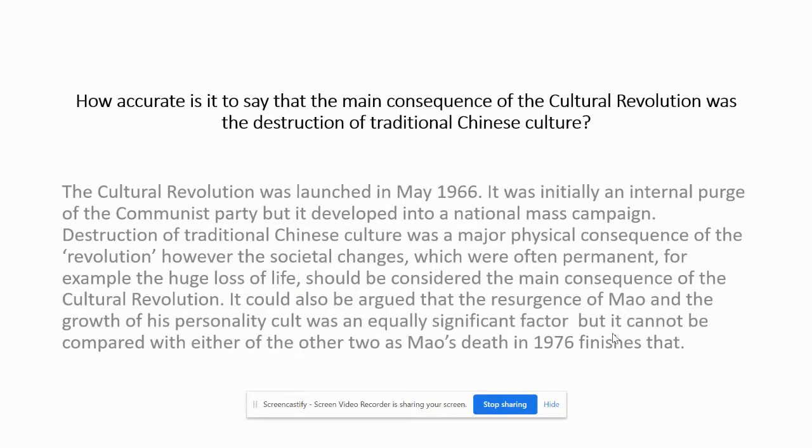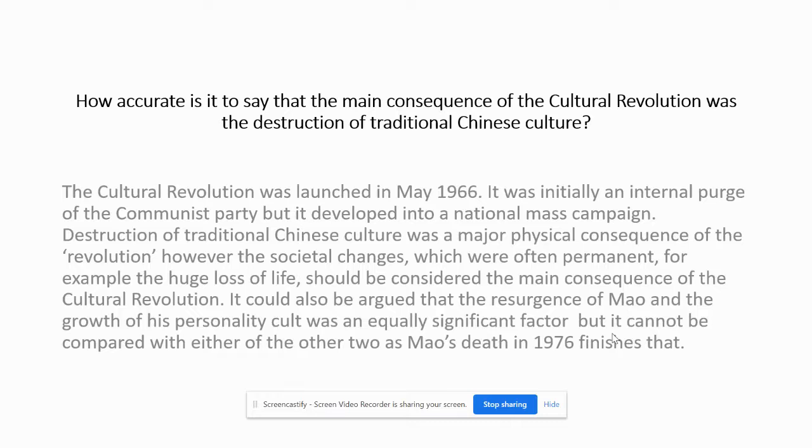And then finally, this is from Route C, an essay on the Cultural Revolution. How accurate is it to say that the main consequence of the Cultural Revolution was the destruction of traditional Chinese culture? So this clearly is a consequence question, and like all consequence questions, it's going to be a factor-based question. So the factor they're suggesting was the main consequence was the destruction of traditional Chinese culture.